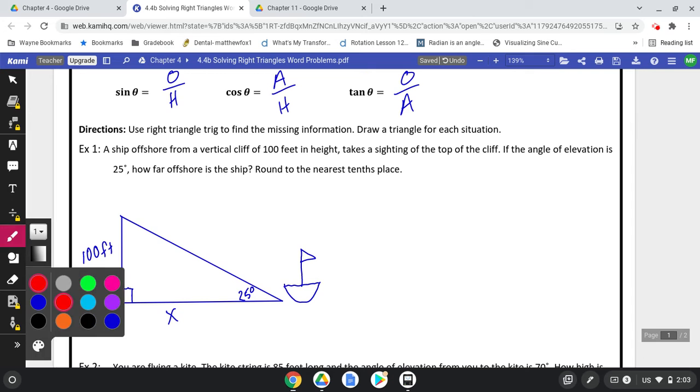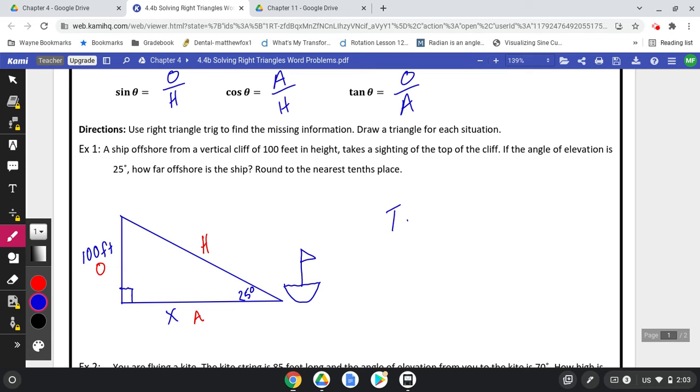Now, the first thing we want to do, once again, is label. Hypotenuse is easiest. I'll label that H. Now we don't need that, there's no information over there. Adjacent means next to, so our A will be our adjacent side. Opposite side is 100 feet. So we have an O and an A. O and A are with tangent, so we will need to use that to solve this.